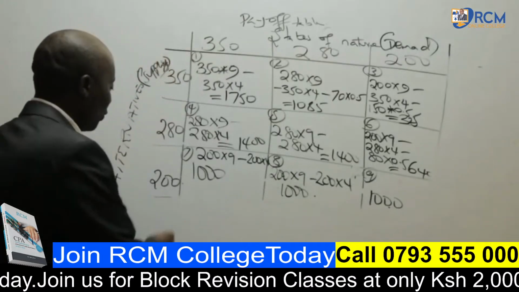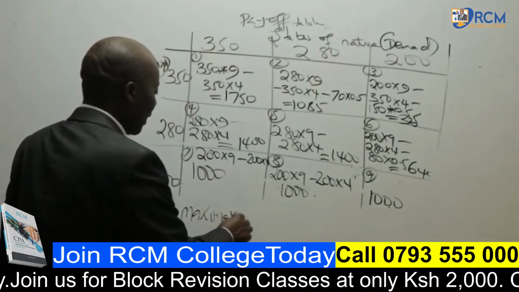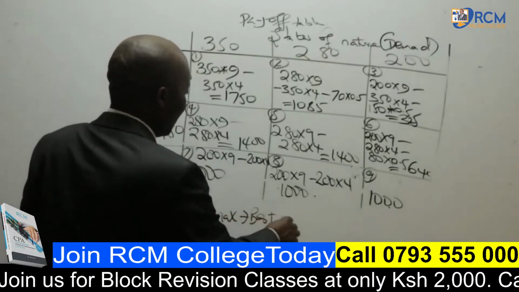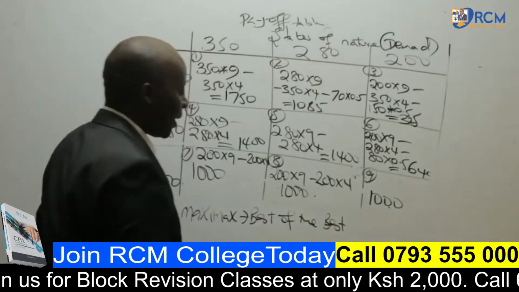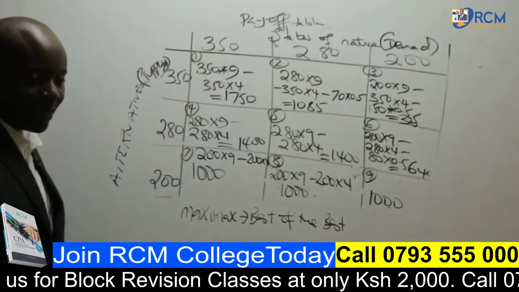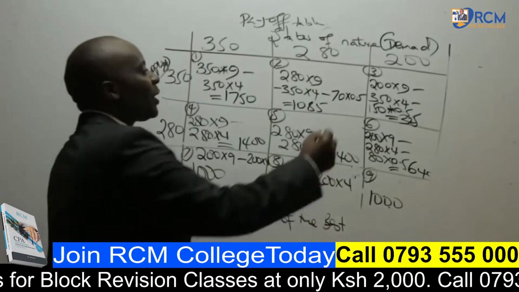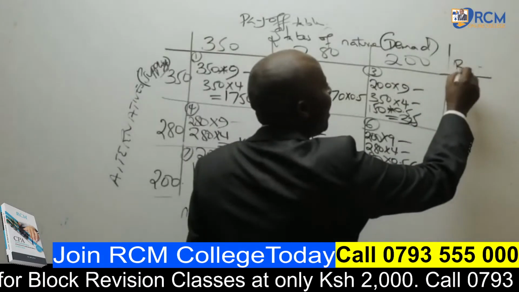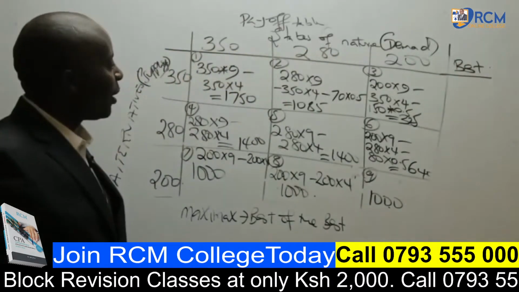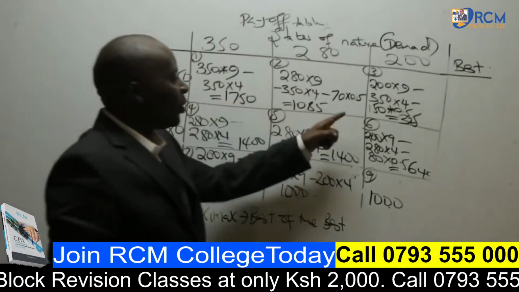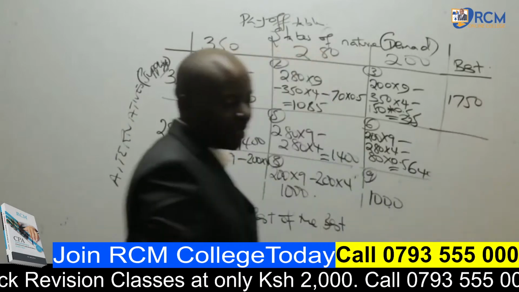So for maxi, we have best of the best. Please come and create a column here for best first. So the very best among the three is which one here? 1750. Thank you very much.